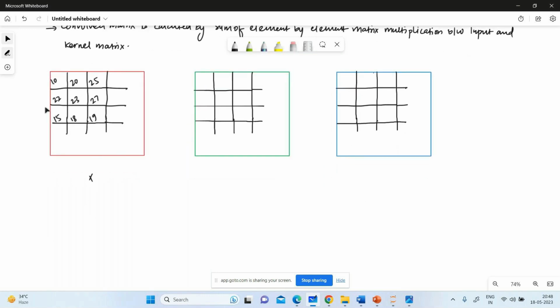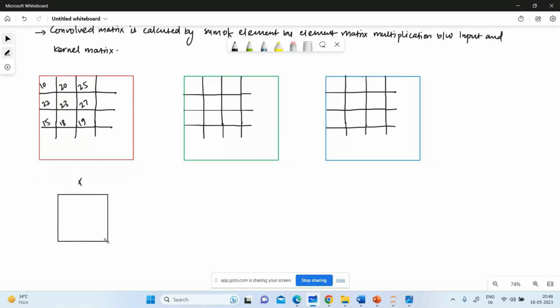That's what I said, right? It will have a shape of 3 cross 3. This is that small matrix that we are seeing, and the shape of this matrix is 3 cross 3. Values: 1, 0, minus 1, minus 1, 1, 0. Let's say minus 1 again, 0, 1, 1. Okay, let us multiply these numbers. 10 multiplied with 1, 20 multiplied with 0, 25 multiplied with minus 1, 22 multiplied with minus 1, 23 multiplied with 1, 27 multiplied with minus 1, 15 multiplied with 0, 18 multiplied with 1, and 19 multiplied with 1.